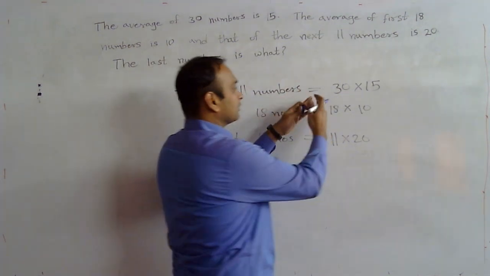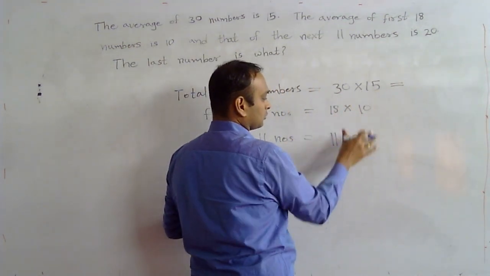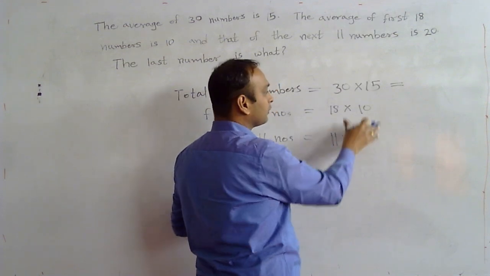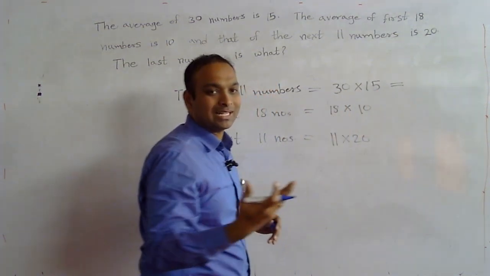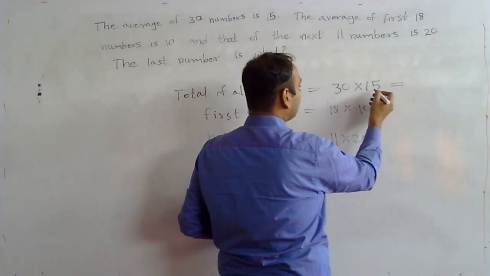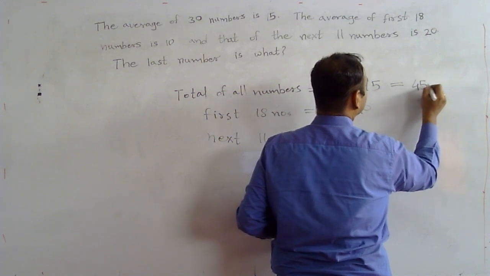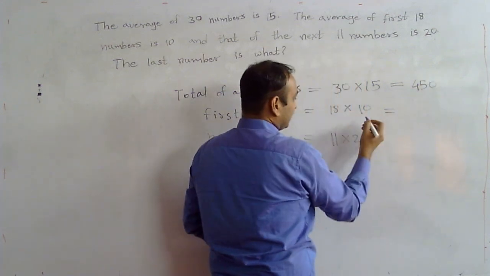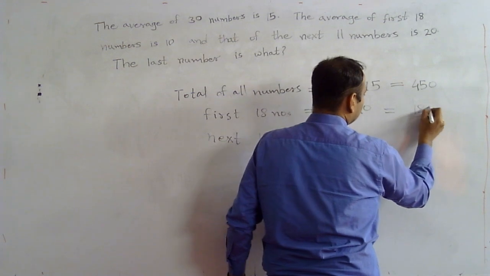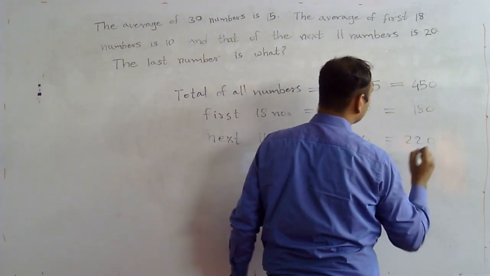So if we calculate this total and subtract these two values from the total, we will automatically get the last number. Okay, let's try to do it. 30 into 15, 15 3s are 45, so 450 will be the answer here. 18 into 10, it will be 180. 11 into 2, it will be 220.